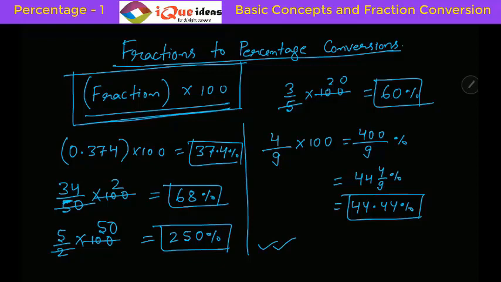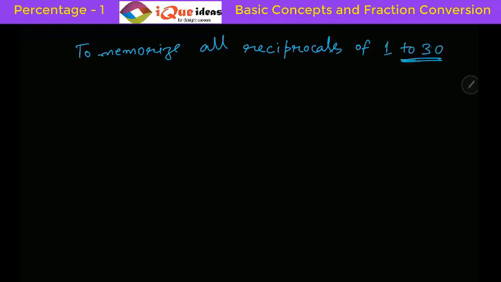Now there are some fractions that we can directly memorize in their percentage form. Let's see how we can do that. Our first target should be to memorize all the percentages corresponding to fractions from 1 to 1 by 30, right? To memorize, let's say, the reciprocals of numbers from 1 to 30. We'll divide them into different families, then we'll do the calculations a little bit and we'll try to memorize them. Let's say first is the family of 2.